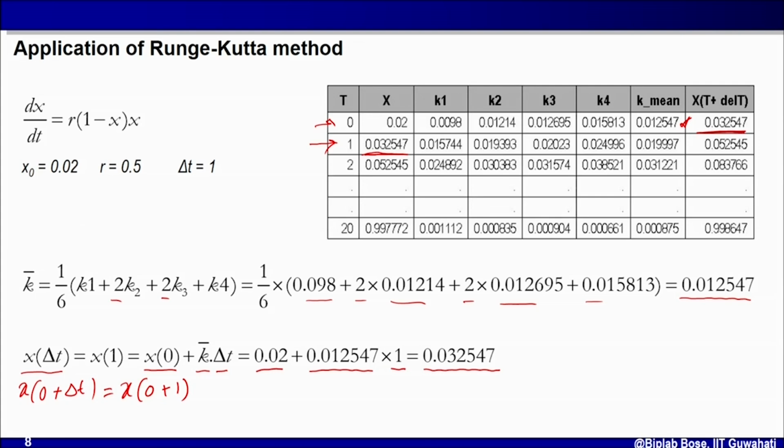So if I see this method, now I have moved from time 0 to time 1 by an increment of delta t equal to 1 using the mean k.